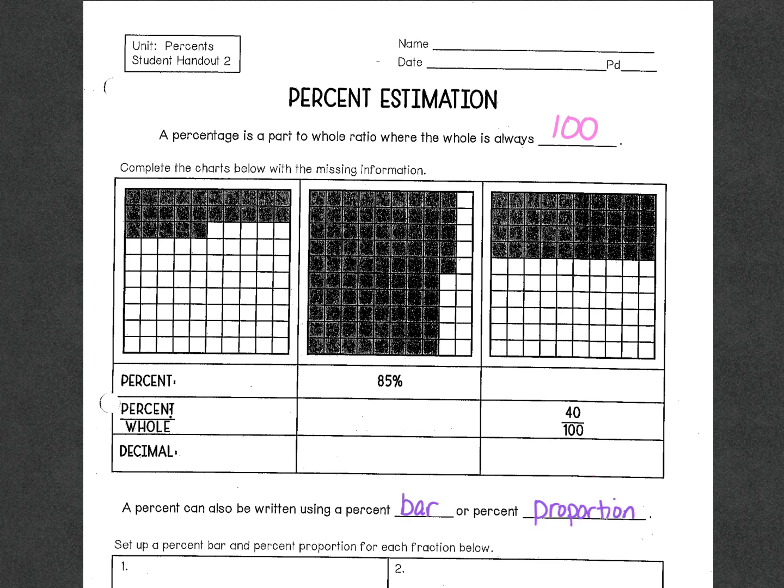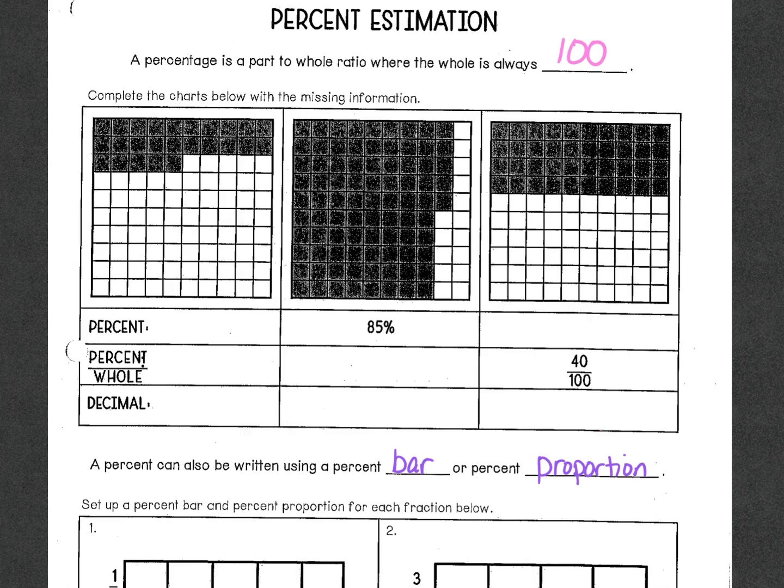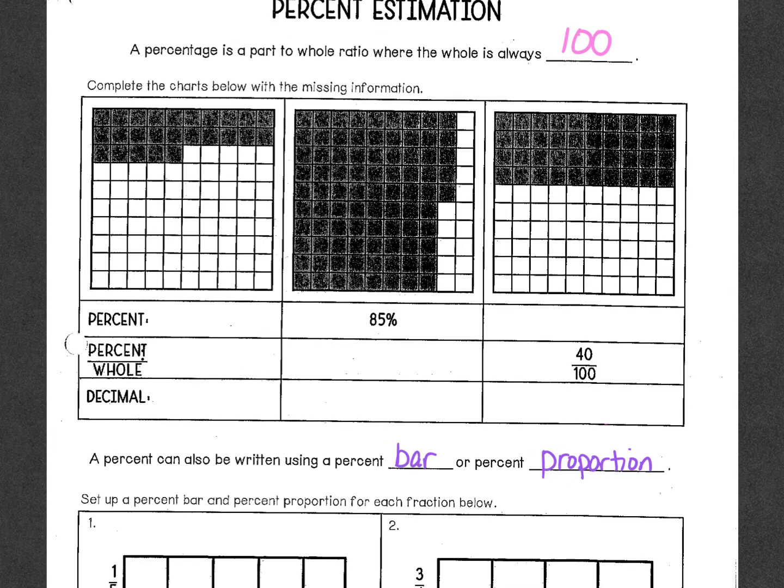All right, this lesson is going to talk about percent estimation. So a percentage is a part to a whole ratio. So part over whole, where the whole is always 100. This is something you've learned in the past. So we're going to go ahead and complete this chart.